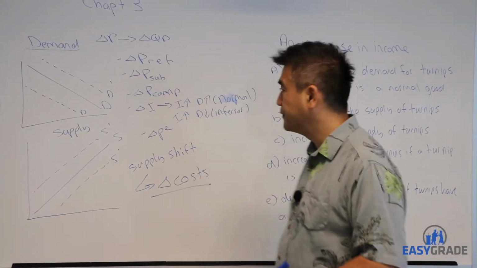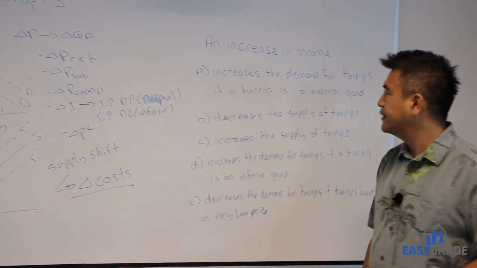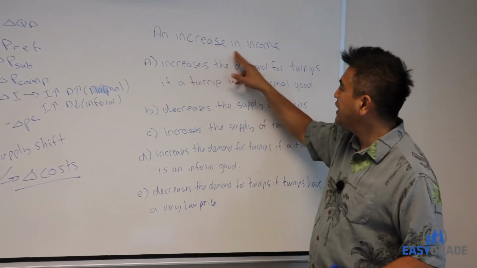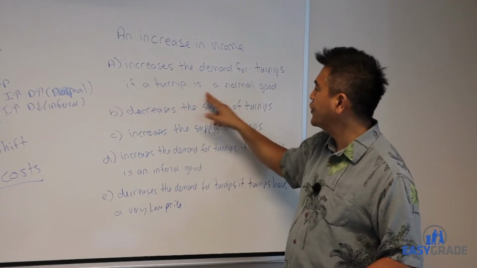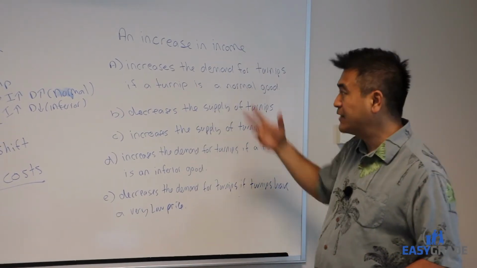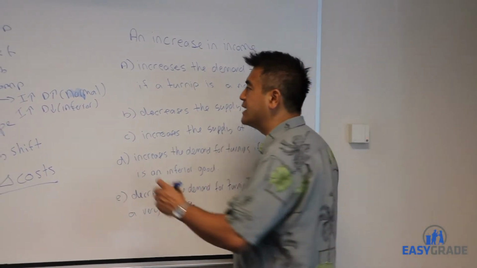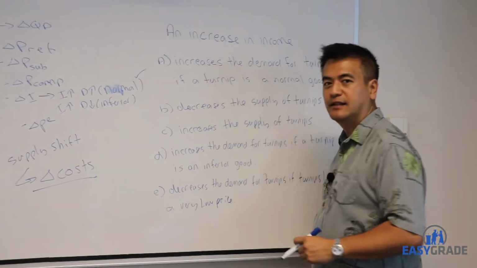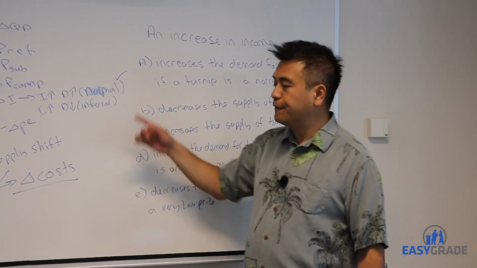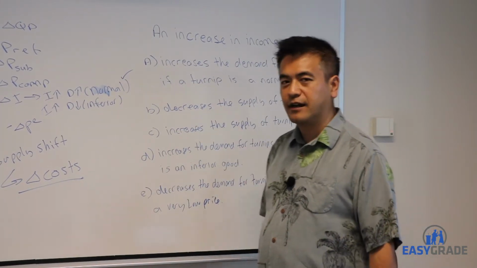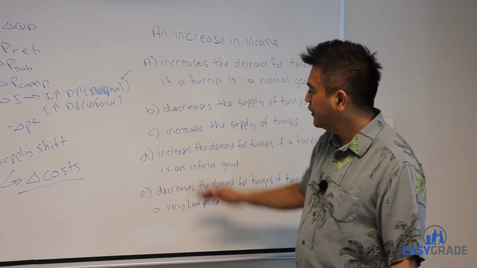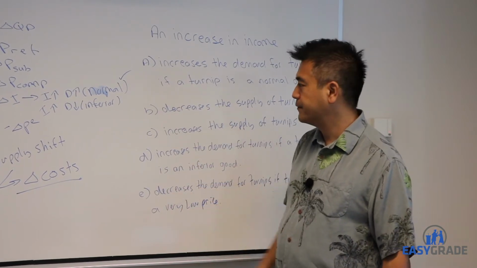Let's take a look at a question. From the past test, it says, an increase in income, A, increases the demand for turnips if turnip is a normal good. That's from the past test, and that is correct by definition. If the good is normal and your income goes up, the demand will be higher. But let's take a look at the rest and see why they're wrong.